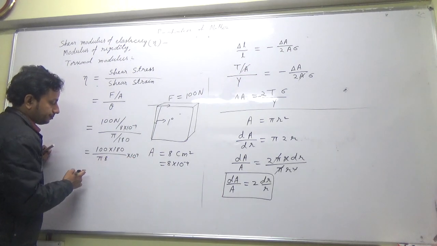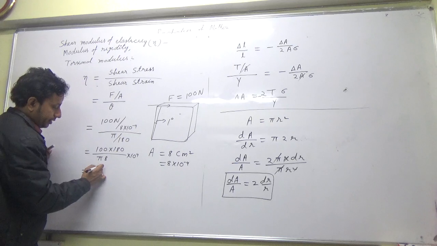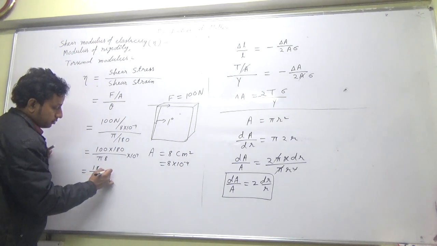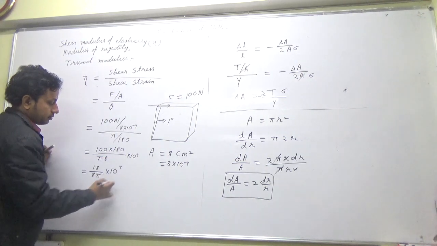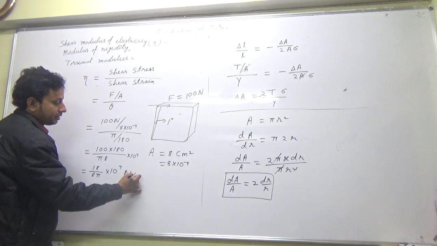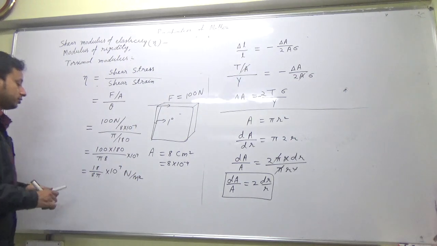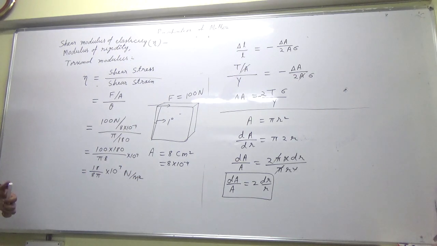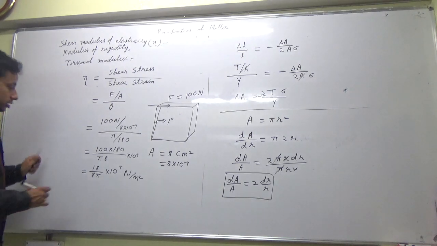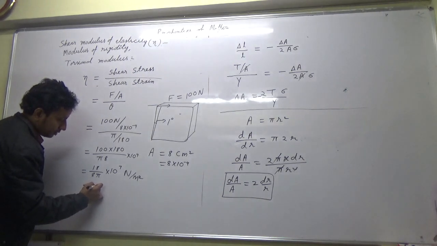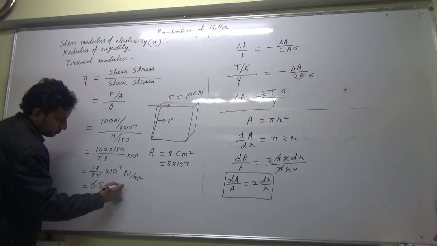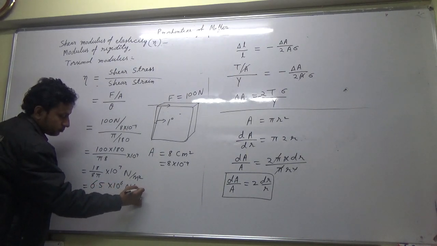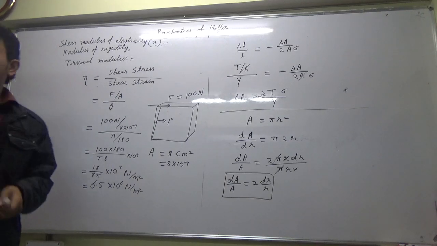How much will it come? 18 by 8 pi, 10 to the power 7 Newton per meter square. The unit is the same as Young's modulus. How much will it be? 8 or 24. 0.67 or approximately this much.